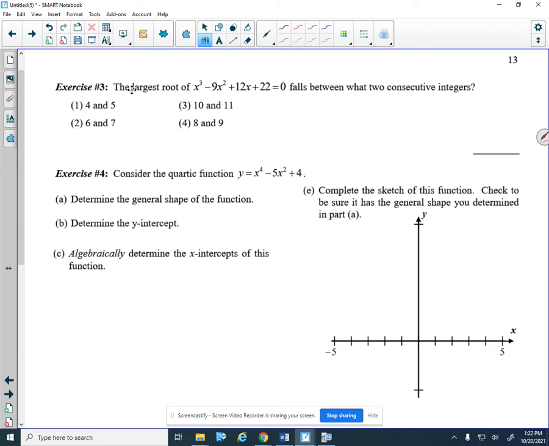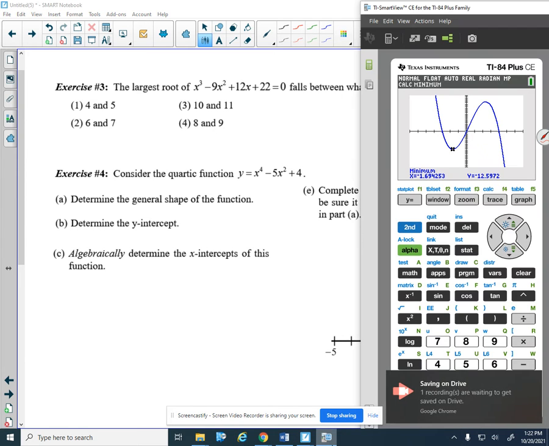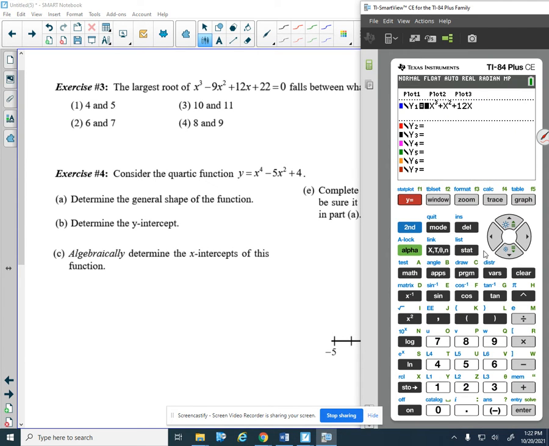On page 13, now we have a multiple choice question. It says the largest root of this function falls between which two consecutive integers. This is a question we actually had on the Unit 1 test. So I'm just going to go ahead and graph this function.